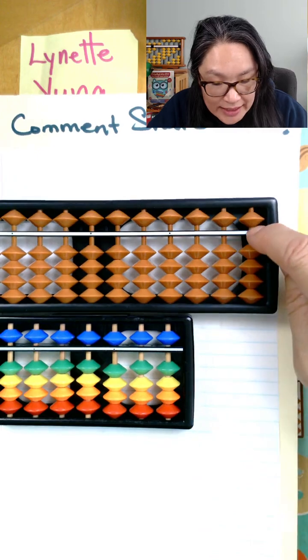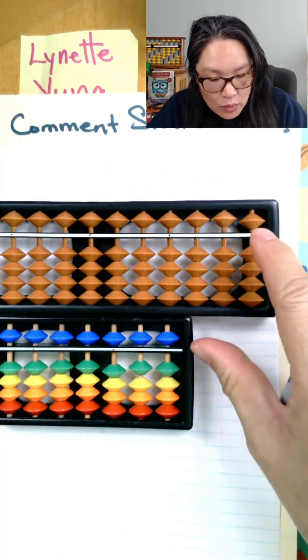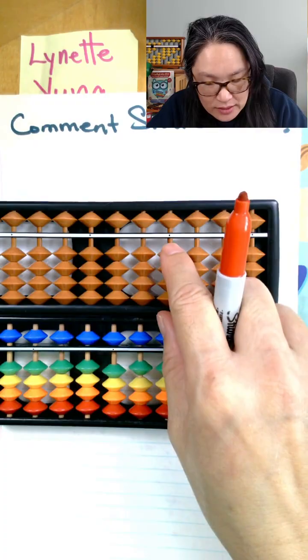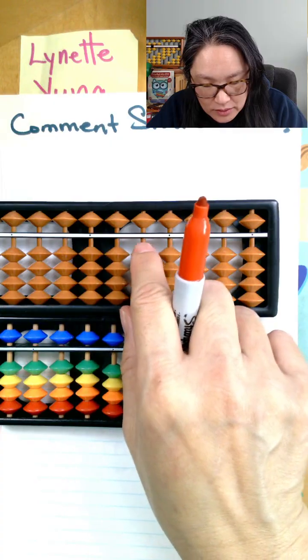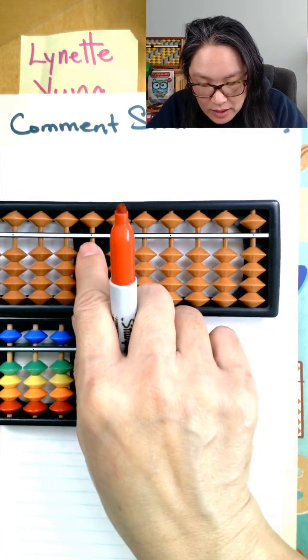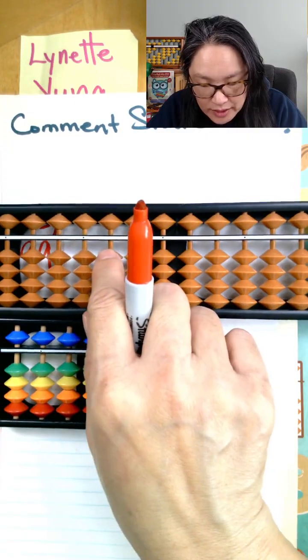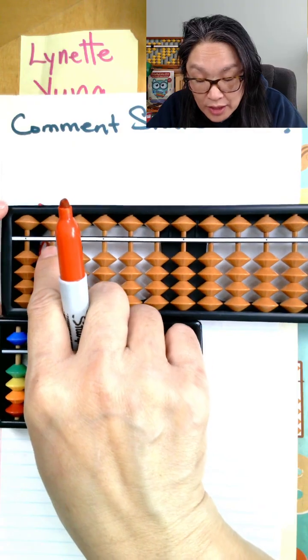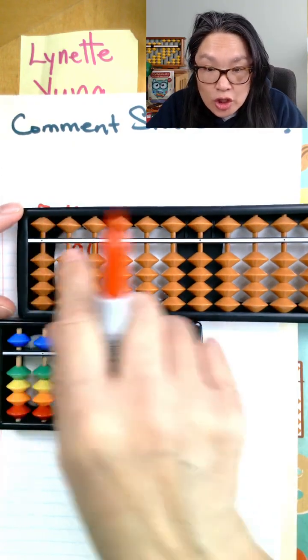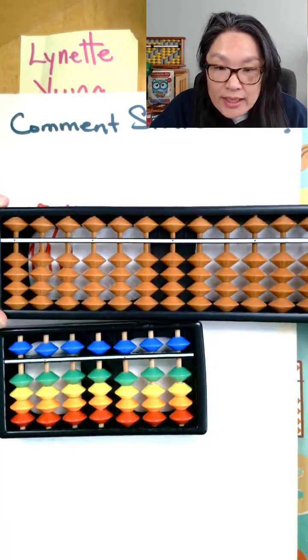So if I did 9 here, it would be ones, tens, hundreds, thousands, 10,000, 100,000, 1 million, 10 million, 100 million, 1 billion, 10 billion, 100 billion, 1 trillion. So you could use, yeah, it's the dots.